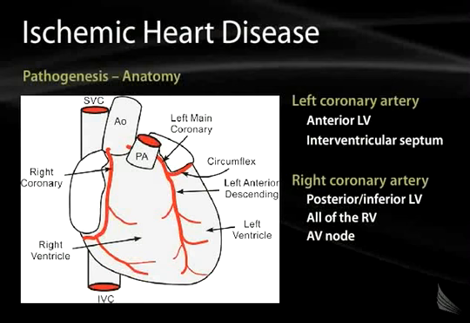With regard to anatomy, you have a left and a right coronary artery. The left coronary artery feeds the anterior left ventricle and the interventricular septum, in addition to the lateral wall. The right coronary artery usually feeds the posterior heart in addition to the inferior left ventricle, all of the RV, and provides supply to the atrioventricular node as well.